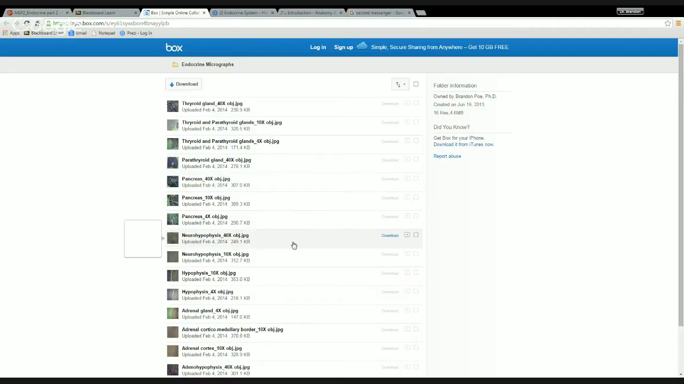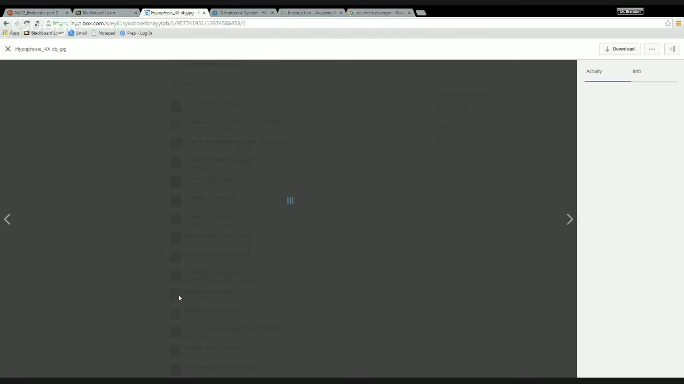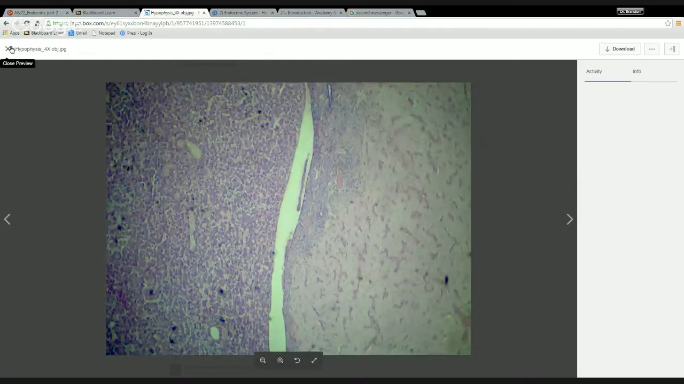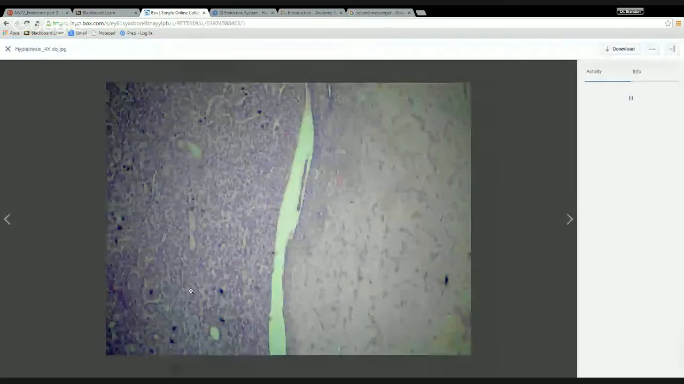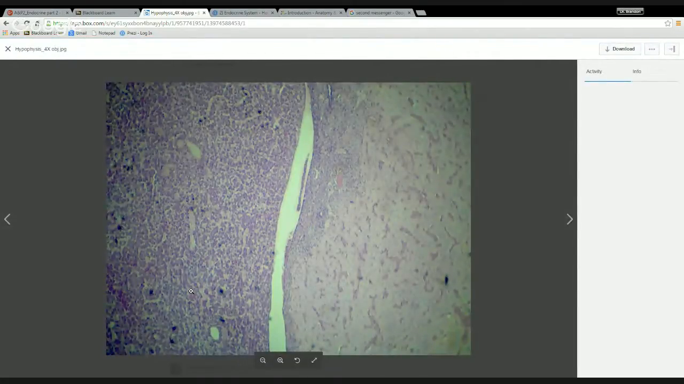So what I want to do is go through these. Let me just back out of this for a second. The figures are all labeled with what we're looking at, and then it says 4x or 10x or 40x, which refers to the objective lens being used. It's not the actual total magnification because there are other lenses this is going through. I just put the objective lens number because I'm not positive what the actual total magnification is through the digital camera on the microscope.